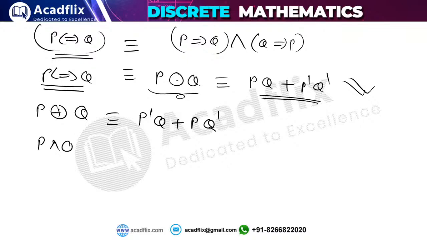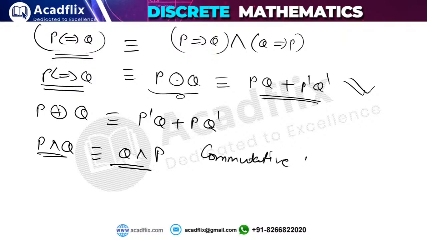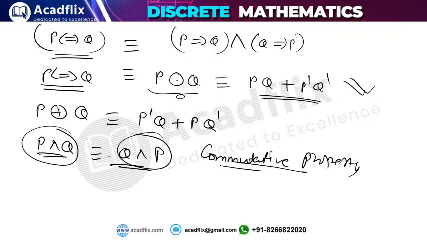And remember, for example, this p and q is the same as q and p, right? So this is known as the commutative property. What is the commutative property? It means you can shift things like P and Q: you can write P and Q as Q and P. For example, in mathematics you know that 2 plus 3 is equal to 3 plus 2. So addition in mathematics is commutative. 2 plus 3 is the same as 3 plus 2.